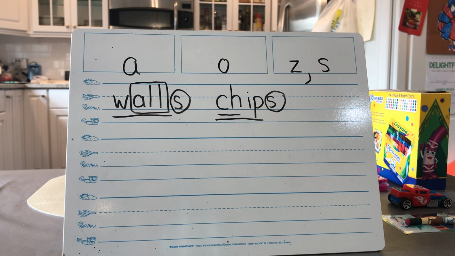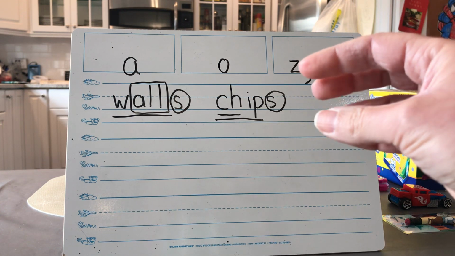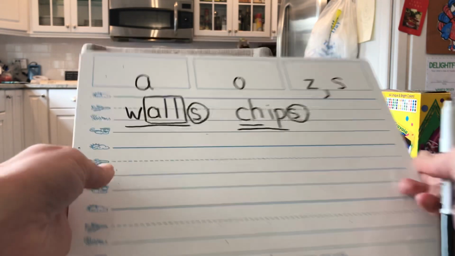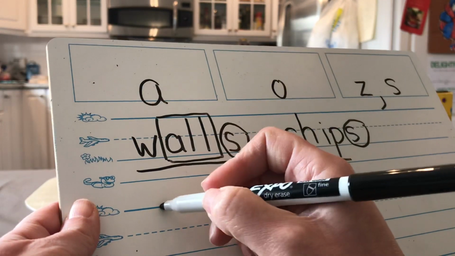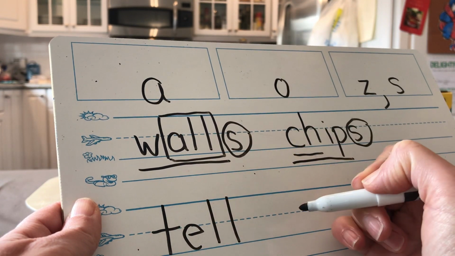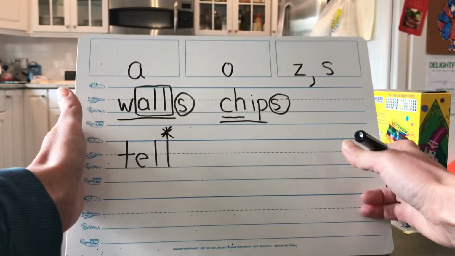Okay, let's do some review words. Tell. Everyone say it. Tell. Elbows up. Let's tap. T-E-L. Tell. How do we spell tell? T-E-L. What can I mark? My bonus L. Tell.